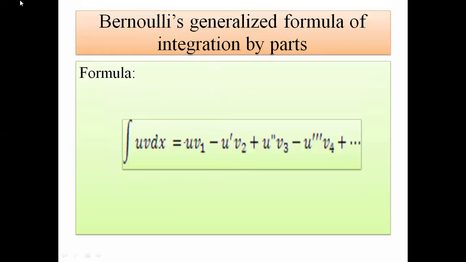Most important formula, Bernoulli's formula. With the help of Bernoulli's formula, we have to solve the Fourier series problems for an and bn. This is Bernoulli's generalized formula for integration by parts: integral u dv dx is equal to u v1 minus u dash v2 plus u double dash v3 minus u triple dash v4 plus so on.